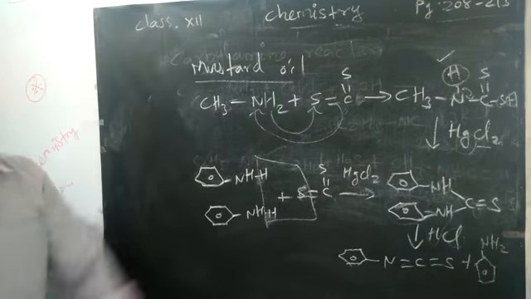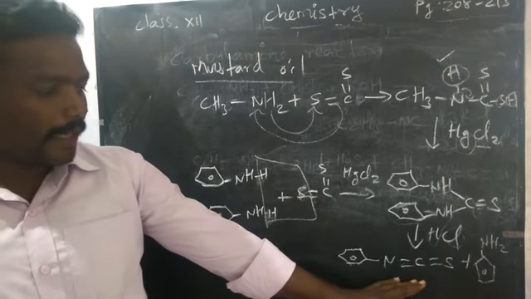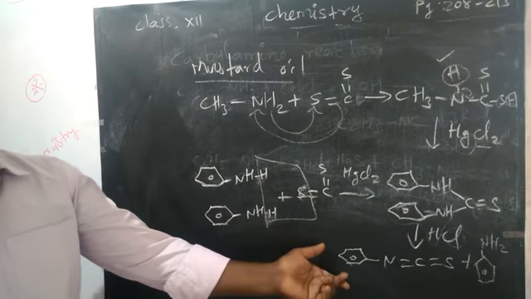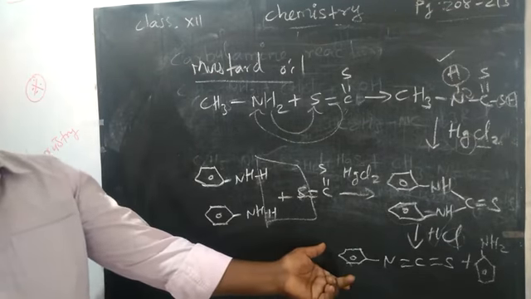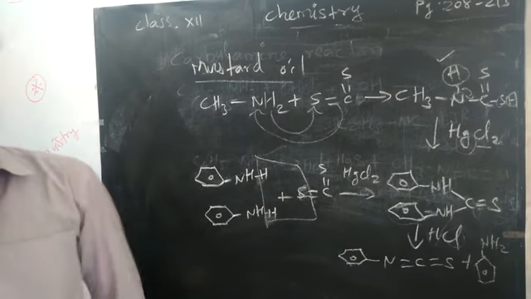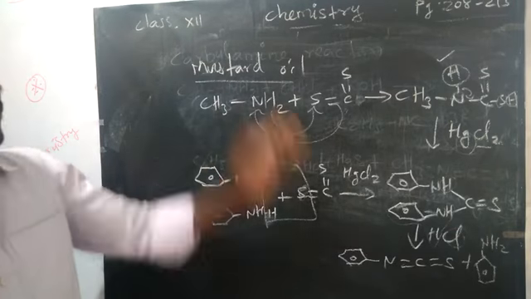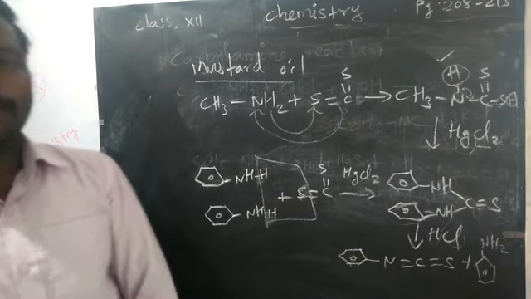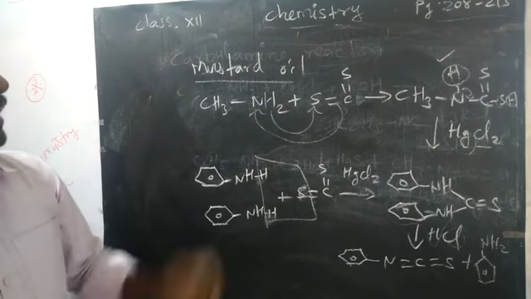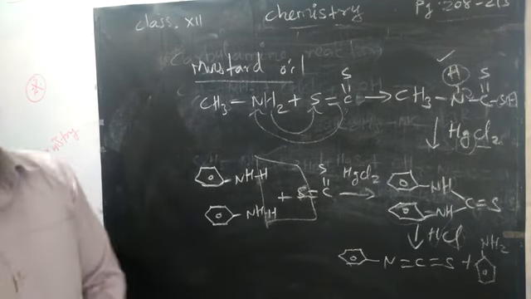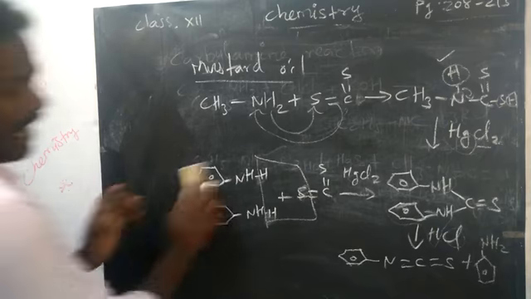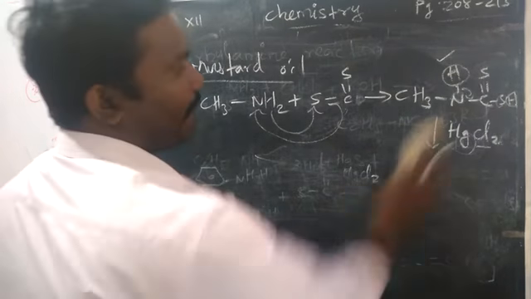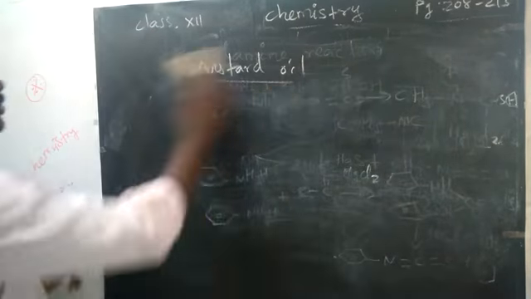Okay. But the main product you should know. Phenyl isothiocyanate is the name of this compound. Okay. So both are mustard oil smell. Both products giving the mustard oil smell. That's why we are saying mustard oil reaction. This is given by Hoffman. So we can say Hoffman's mustard oil reaction.